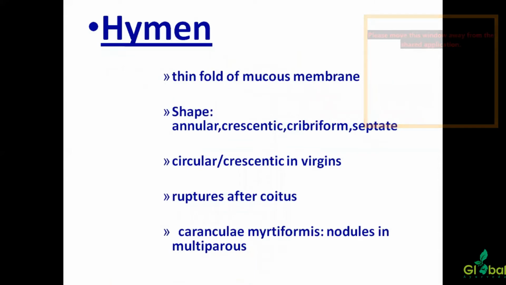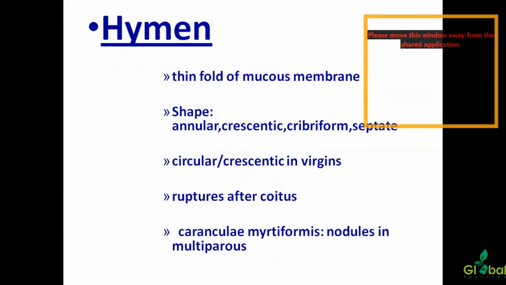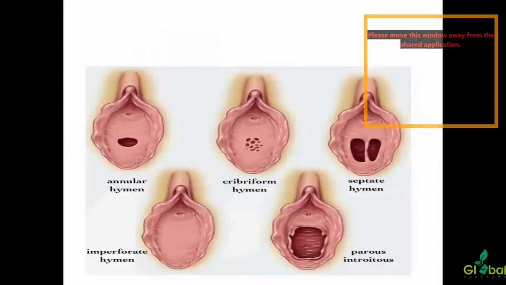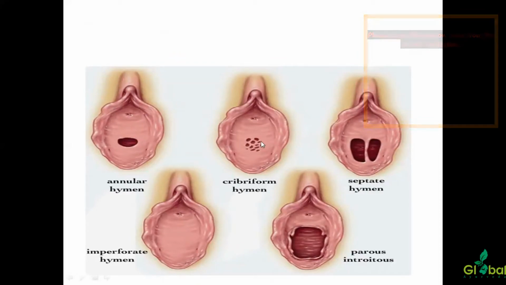Then hymen. The hymen, we know, is a thin fold of mucous membrane, and there are different shapes of hymen. Sometimes it may be annular, crescentic, cribriform, or septate. It is normally circular or crescentic in virgins, and it will rupture after coitus. In multiparous women, it will appear as nodules, known as carunculae myrtiformes. This is a picture showing different types of hymen: this is annular hymen, this is cribriform, this is septate, this is imperforate hymen, and this is a parous introitus.